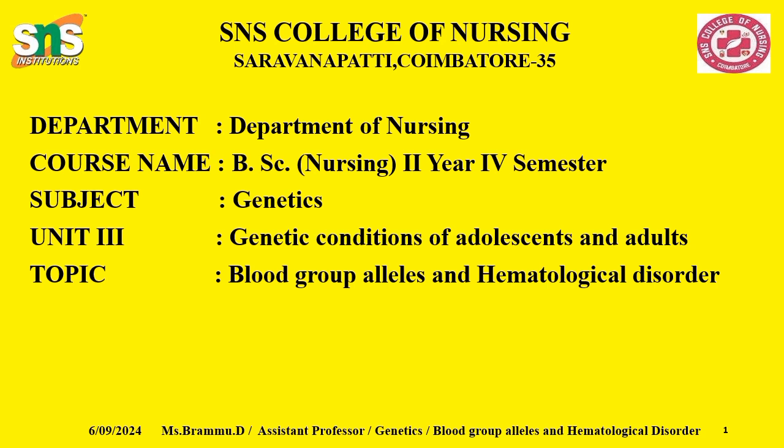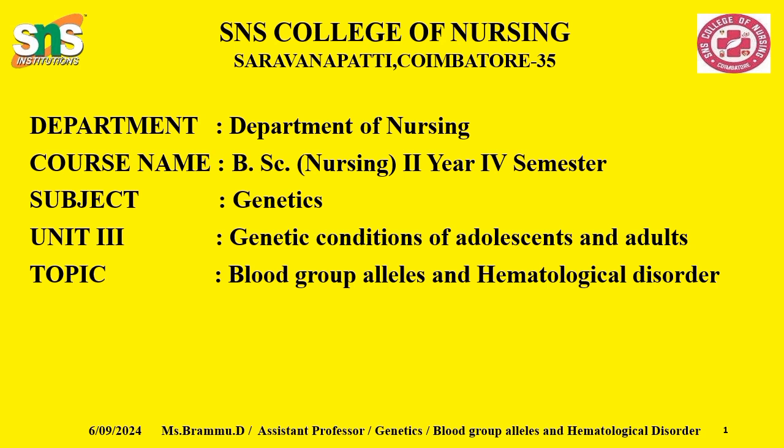So, blood group alleles are the major classification of ABO, and in the remaining part, we'll be seeing the common hematological disorders, which are caused mainly by genetic origin. So, before going into the topic, let us get a glimpse of the general overview of blood.